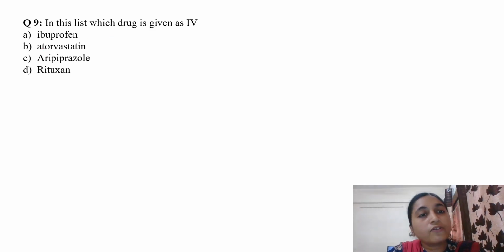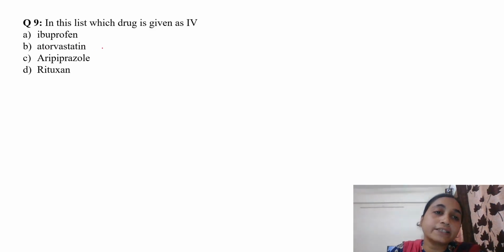And atorvastatin is a cholesterol-lowering drug, and it is also used as pills. Aripiprazole is also used as pills and is used against schizophrenia. And this is the only drug which is an anti-cancer drug and is given in injection form, intravenously. So the answer will be Rituxan.